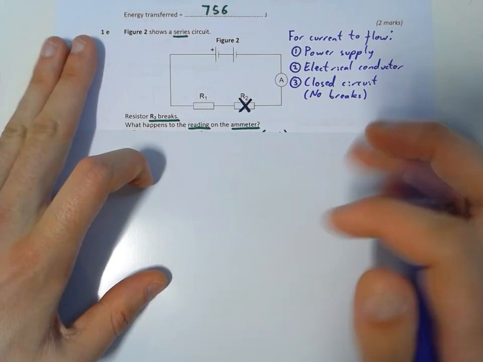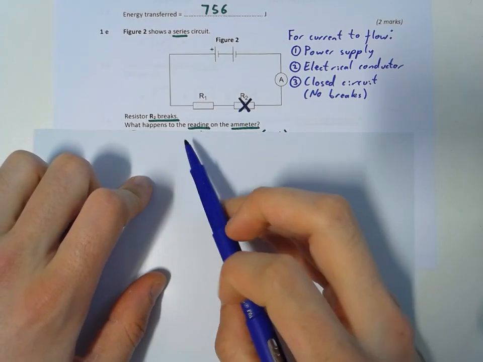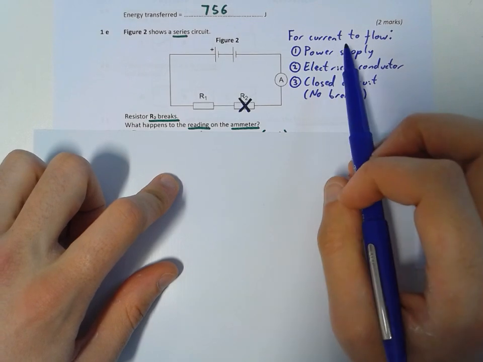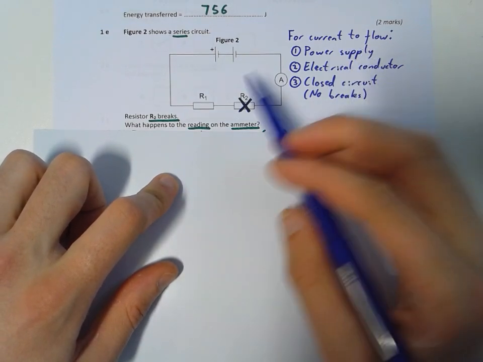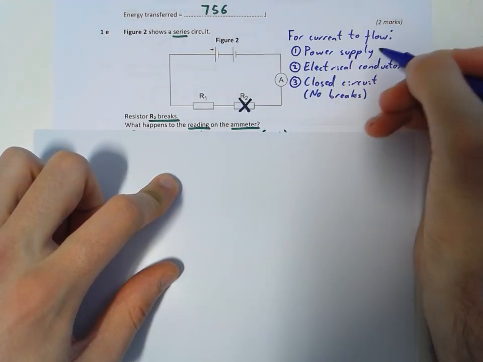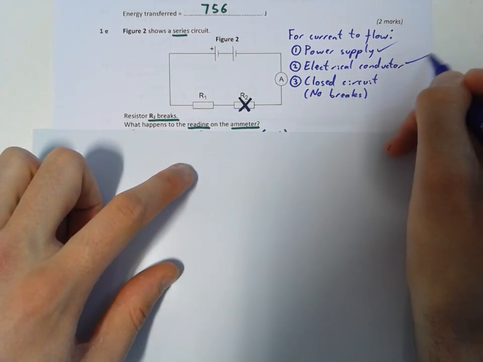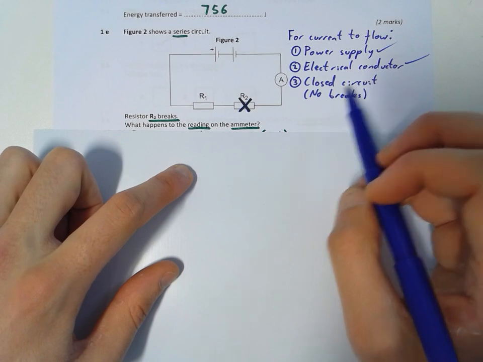Okay, figure 2 shows a series circuit. Resistor R2 breaks, so that's why I've crossed this out. What happens to the reading on the ammeter? To understand this question, we need to understand for current to flow in a circuit, we need a power supply, which we've got here. Fantastic. We need everything to be made of electrical conductors, which we're assuming they are, and we need a closed circuit with no breaks in it.